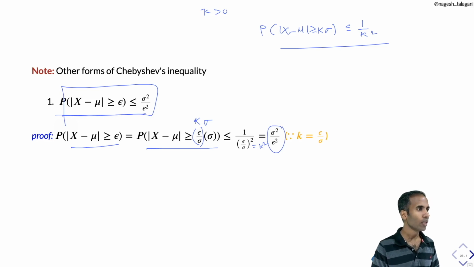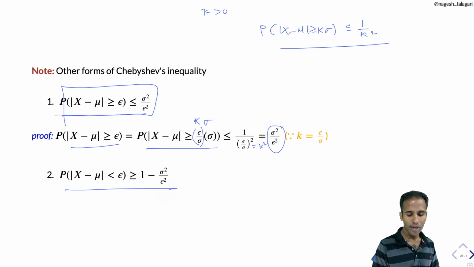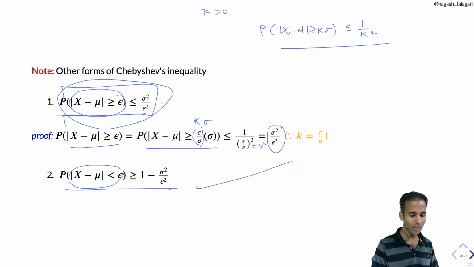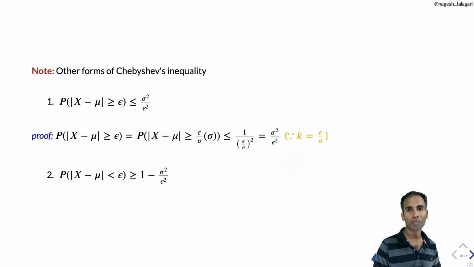Next we have this one: the probability of |X - mu| less than epsilon will always be greater than or equal to 1 minus sigma square by epsilon square. This immediately follows from the previous one because this event is the complement of that event. So if you know this, you should know this. Fine. So these are other forms of Chebyshev's inequality.